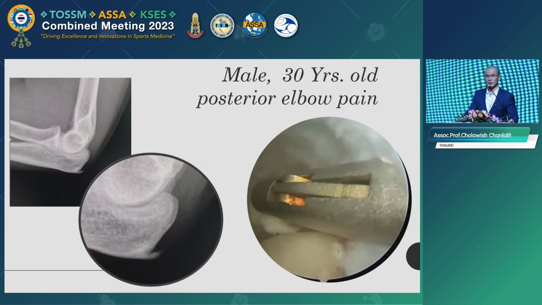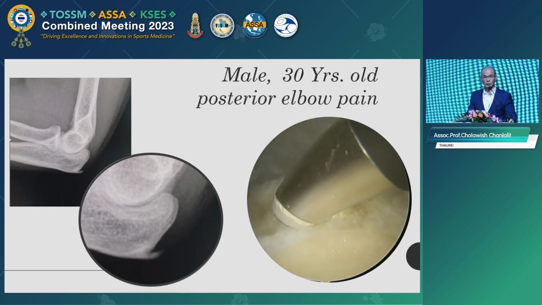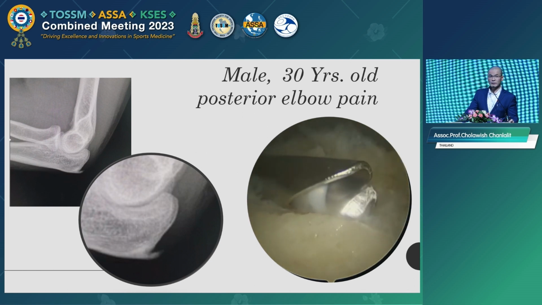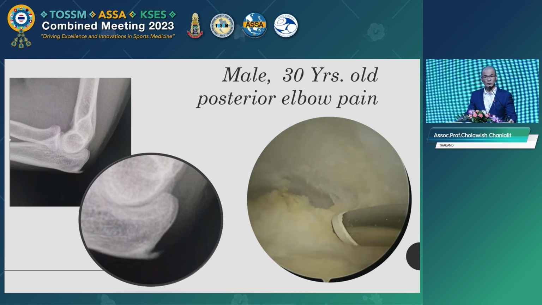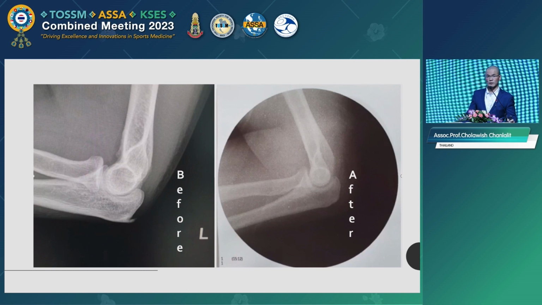I love minimally invasive surgery, so I did an endoscopic removal of the olecranon bone spur. I think that the magnification of the arthroscope, endoscope, is quite nice. So we just removed that part. And this is before and after. You see that it's quite clear the olecranon bone spur is gone. The clinical outcome was a success. His pain is gone.